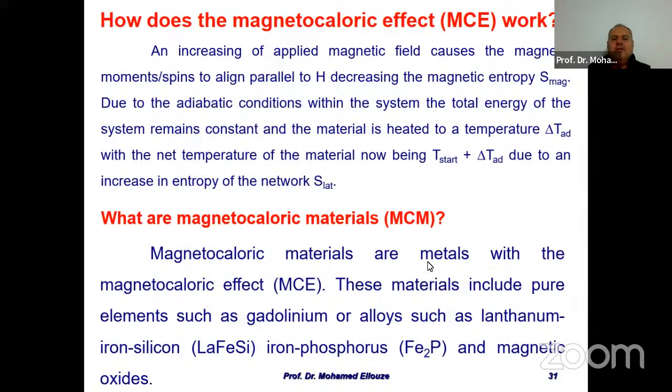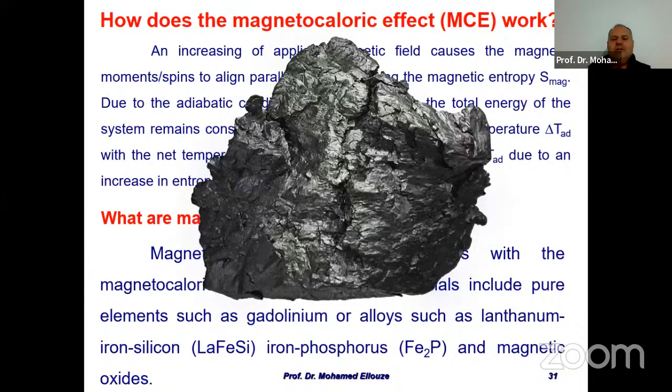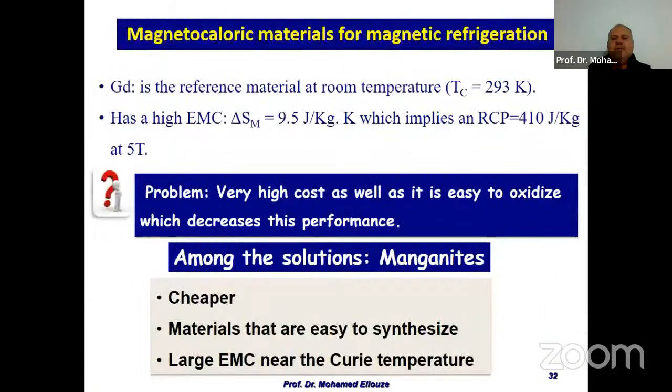What are the magnetocaloric materials? Metals with the magnetocaloric effect. These metals include pure elements such as gadolinium, or alloys. This is a photo of natural gadolinium. This gadolinium is the reference material at room temperature, and it has a Curie temperature above room temperature. We also have a variation of magnetic entropy of about 10 joules per kilogram per Kelvin, which gives a high RCP.